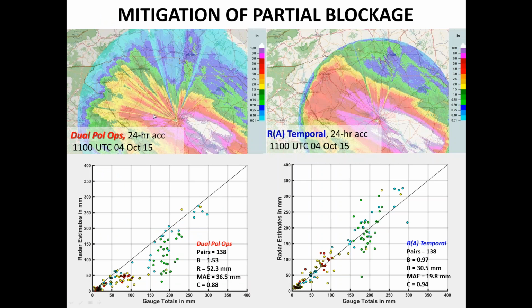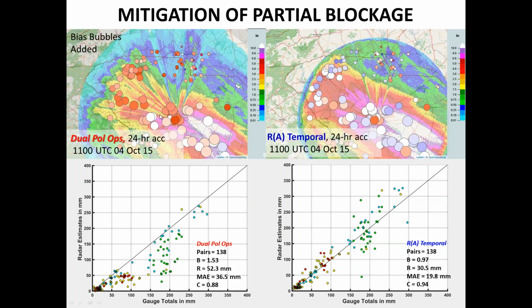This is just an example from our data set of the mitigation of partial blockage that was advertised by Alexander's paper. On the left-hand side is the dual pol data from the Columbia, South Carolina NEXRAD, and this is the 24-hour QPE, so you can quite clearly see the regions of partial blockage. Then you compare that to the right for the R sub A data, and you see how that filled in quite nicely. So what I do now is add in the bias bubbles, the gauge radar bias bubbles.